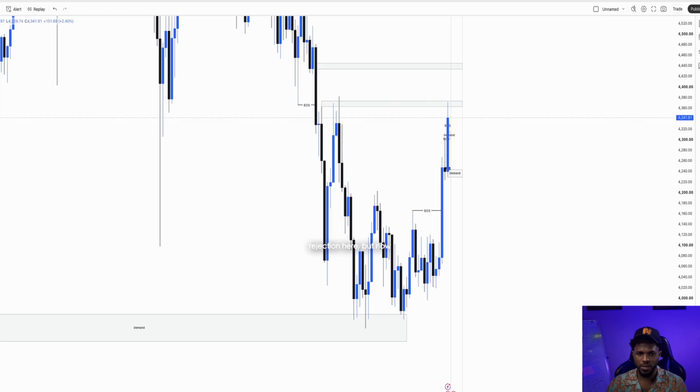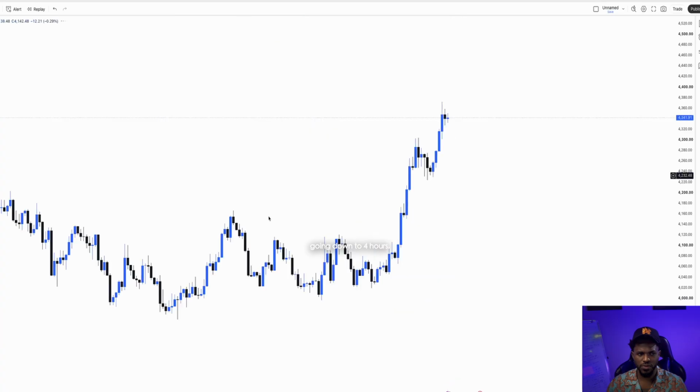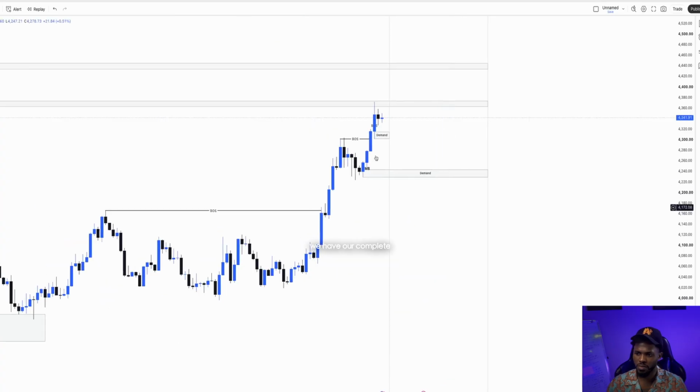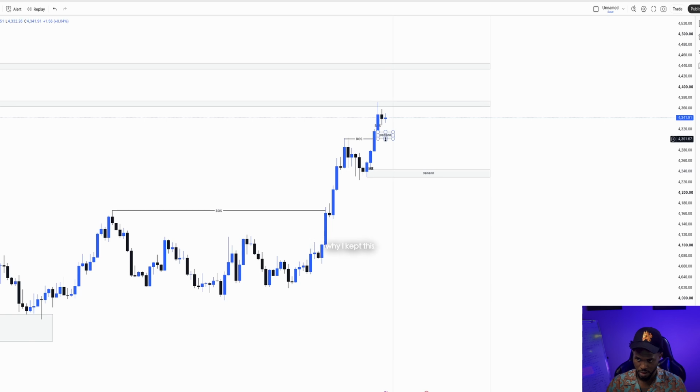But now going up to 4 hours, we have our complete structure here. We have our break of structure, and we have our imbalance here. So we see price come back into this particular structure, then give us that push above this resistance zone. I'm going to explain why I get this particular demand here on a lower time frame.